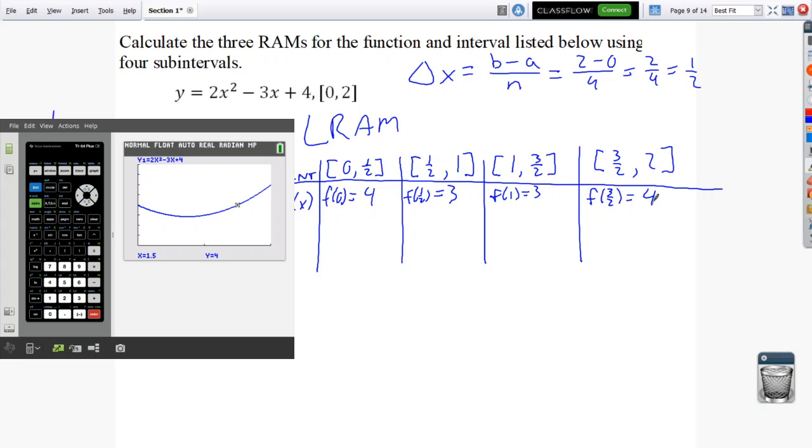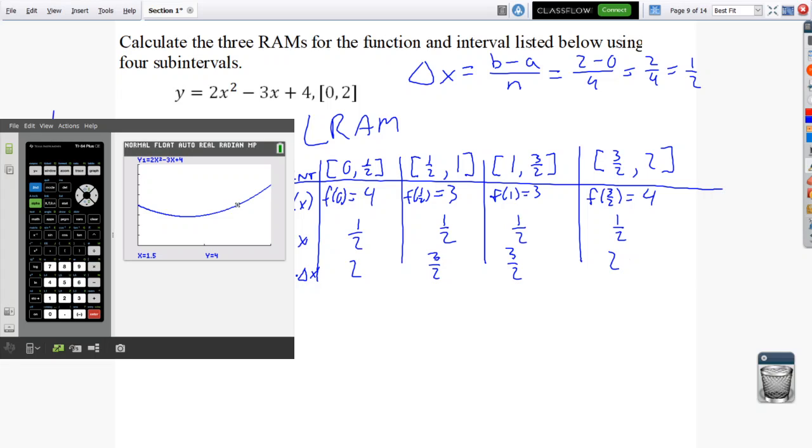Now here, I happen to know that I'm going to be finding the area of rectangles. So the rectangle is going to be the height by the width, and the width here is going to be my delta x for each subinterval. Now here, I happen to have equal subintervals, so it's pretty easy: 1/2, 1/2, 1/2, 1/2. I will warn you that subintervals don't always have to be equal. And the last line, I'm going to have my area. My area is going to be the height times the width, which is these two rows multiplied together. 4 times 1/2, 2. 3 times 1/2, 3/2. 3 times 1/2, 3/2. 4 times 1/2, 2.